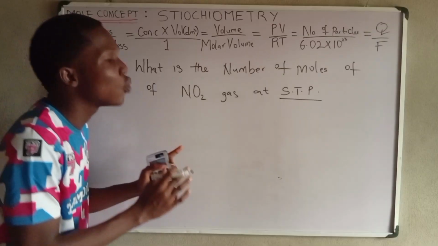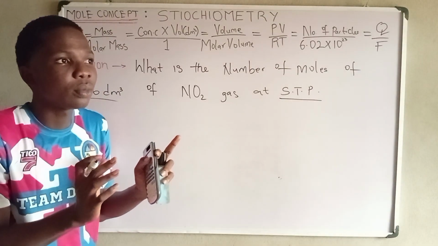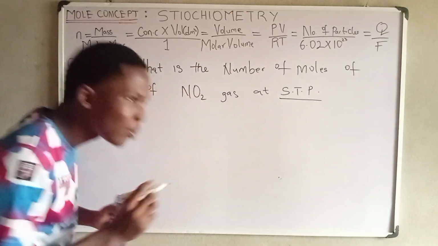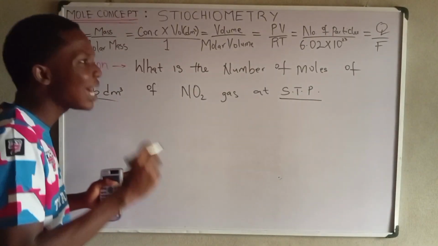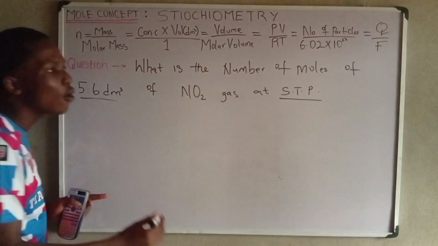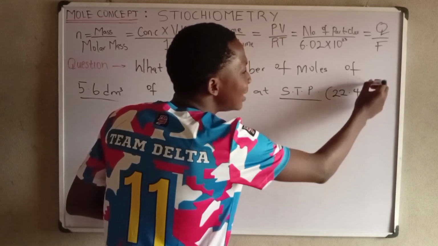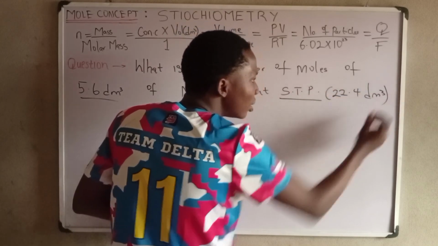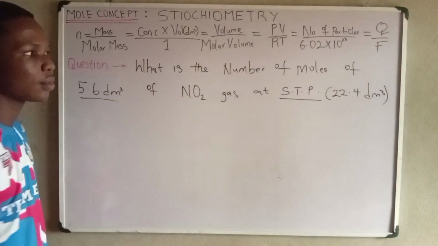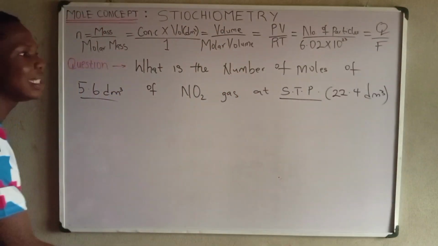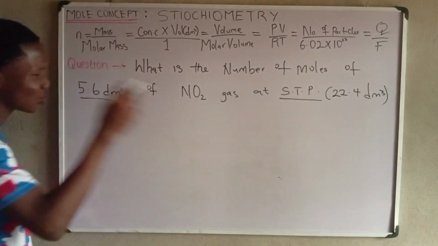And anytime you see molar volume, you know you are needing the molar volume. You know the constant. It has a value, and the value is 22.4 dm cube. Sometimes you can see it like this in the equation. Sometimes you might not see it, but as far as you see STP, you know that's what we're talking about.